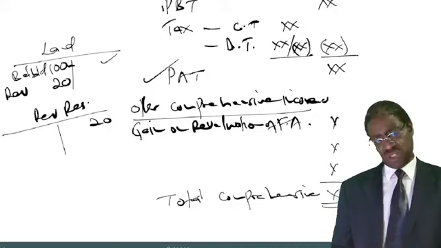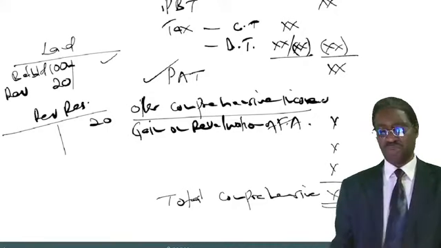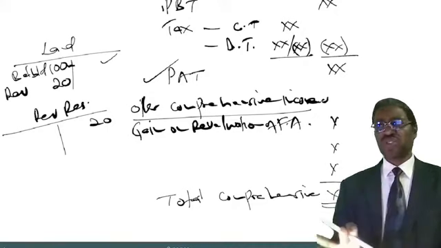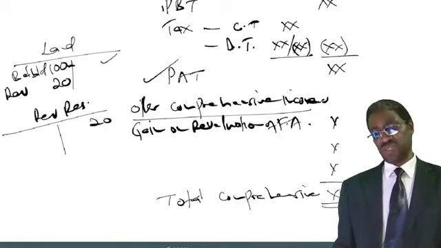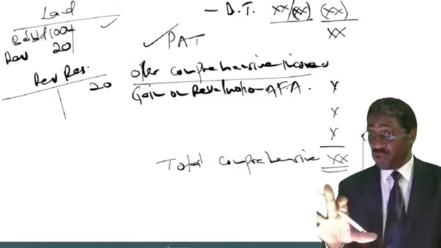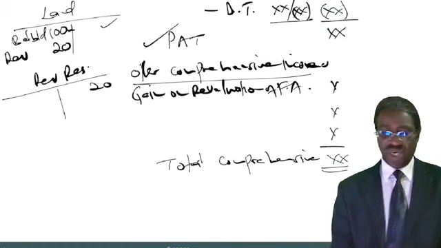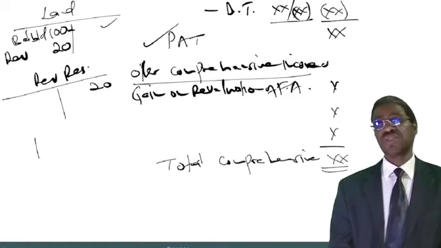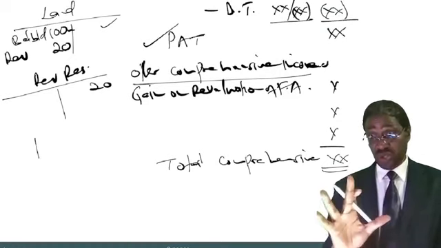Let me use a simple example. You bought something from US and you bought it on credit for $1.